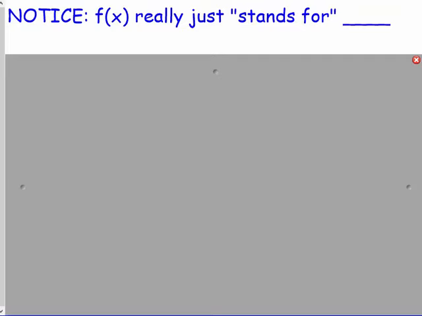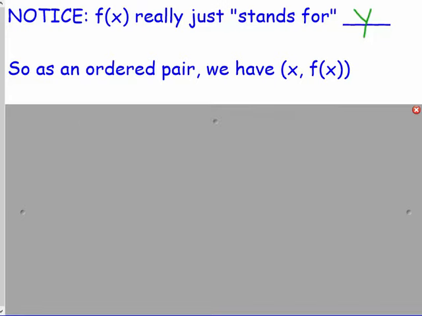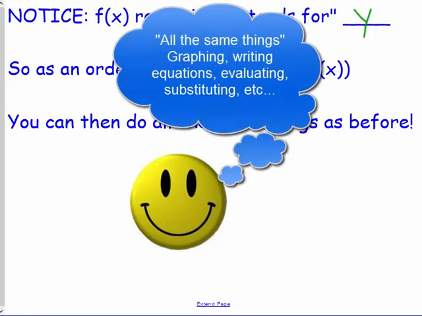So hopefully some of you are figuring out the only thing we've really done is we've taken out our y and we've replaced it with f of x. So f of x really just stands for y. It's really important that you understand, if I'm talking about f of x in general terms, I'm really talking about the y value that goes with the x value. Instead of an ordered pair x comma y, we have the ordered pair x comma f of x. And then once you figure that out, we can do all the same things that we have done before.